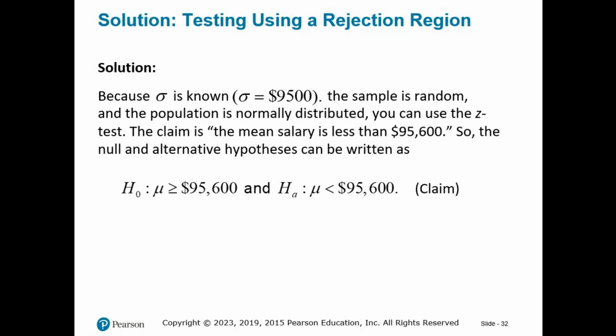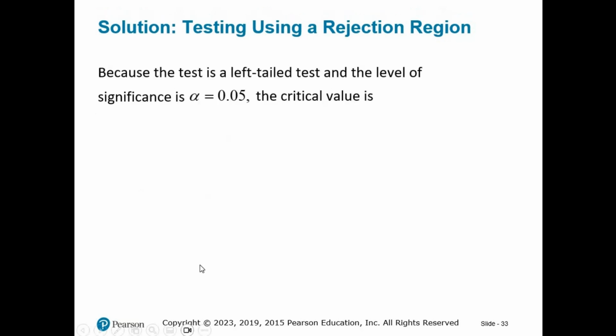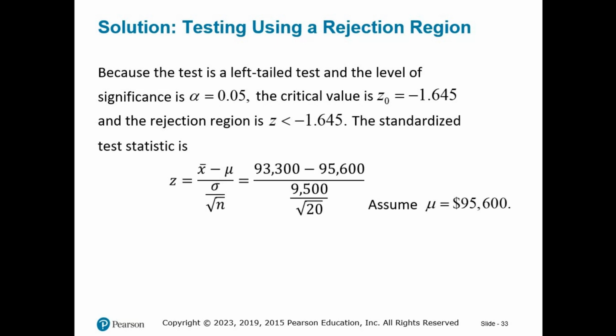Okay, remember our next step? Next is specifying the level of significance. They said 0.05. From that, we get our critical value, or Z0, from the table or the calculator of negative 1.645. And so the rejection region for this one, because it's less than, is Z is less than negative 1.645.